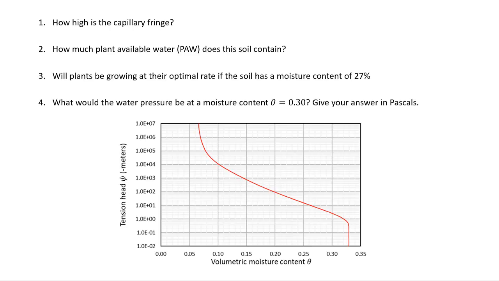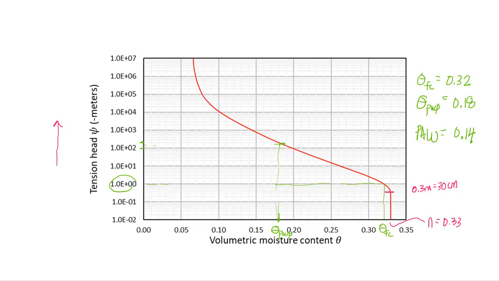Number 3, will plants be growing at their optimal rate if the soil has a moisture content of 27% or 0.27? So let's go over here. So we want to know, when we have the permanent wilting point and we have the field capacity, remember plant available water, let me draw that as a line between here. So plant available water lies between here like this. This is plant available water.